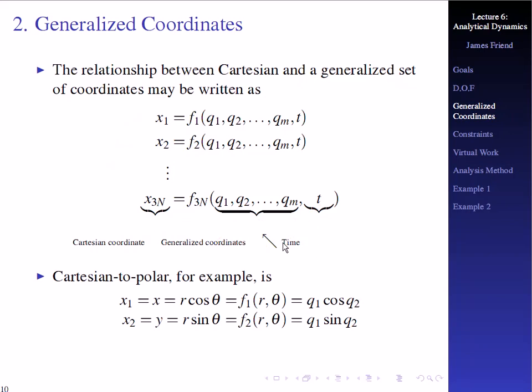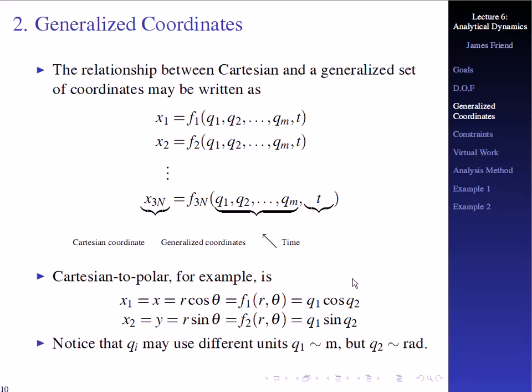So for example, Cartesian to polar, x1 is equal to x, is equal to r cosine theta, that's a function of r and theta. So if you look up here, x1 is a function, the first function of r and theta. And notice we didn't have to have t. You don't necessarily have to have t in there. And so we might say, well, that's q1. R here is q1. And in your theta, well, that's q2. That's q1 cosine q2. And then x2 is equal to q1 sine q2. So we've converted from Cartesian to, well, not polar, but our generalized set of coordinates.